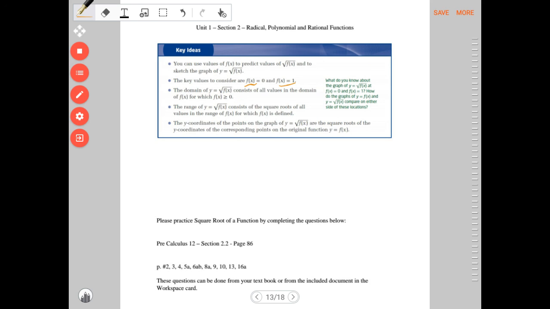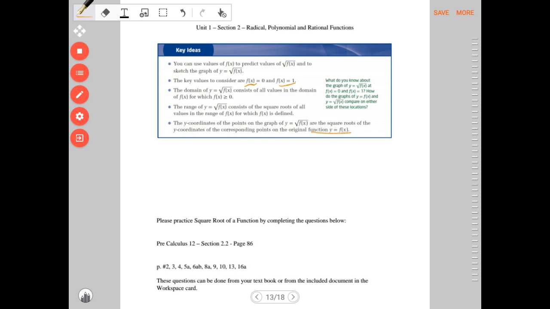So again, the square roots of positive numbers. And then the last one, the y coordinate of all points on the graph of y equals root f of x are the square roots of the y coordinates on the corresponding points on the original graph.